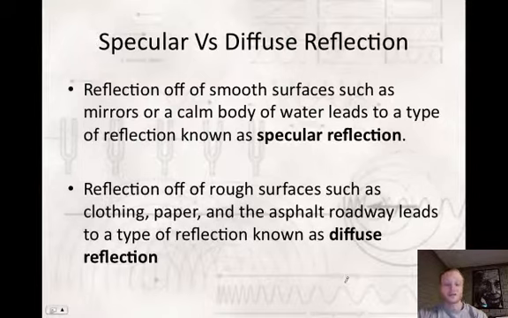The other type of reflection is called diffuse reflection. Diffuse reflection is a reflection off of a rough surface, such as clothing, paper, asphalt, you name it. The majority of things you see in life are diffuse reflections. For example, I don't see a reflection in my t-shirt right now, and it's because it's a diffuse reflection. Again, I think a picture helps explain this better than text.